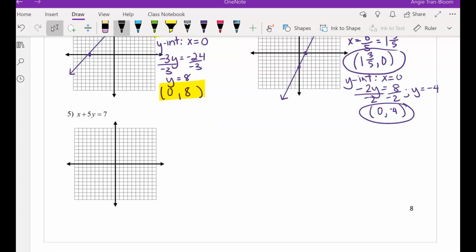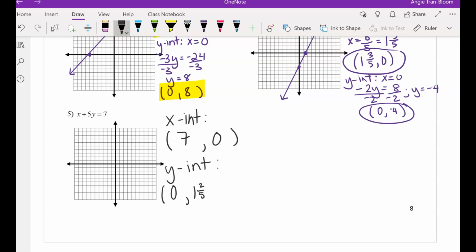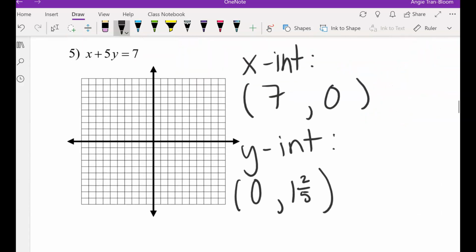Raise your hand if you can give me the point. I'm just going to get the final answer. What is your point for the x-intercept? Volunteer. (7, 0). Someone confirm that for me? Perfect. Raise your hand if you can give me the point for the y-intercept. (0, 1 and 2/5). Someone confirm that as well? Perfect. Let's plot. (7, 0).